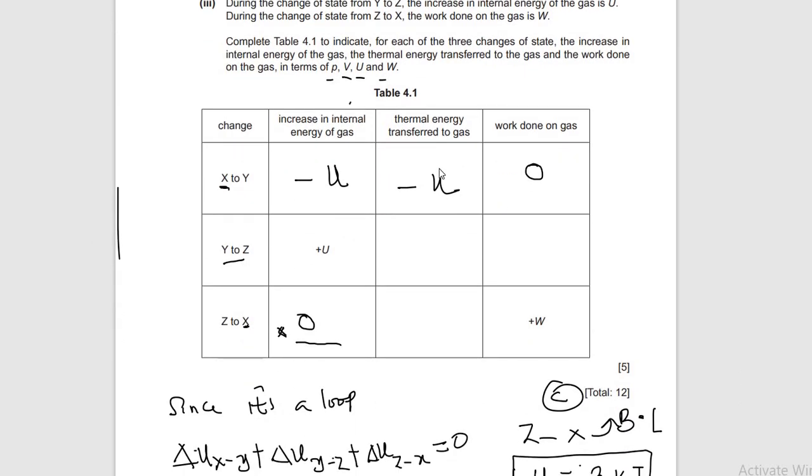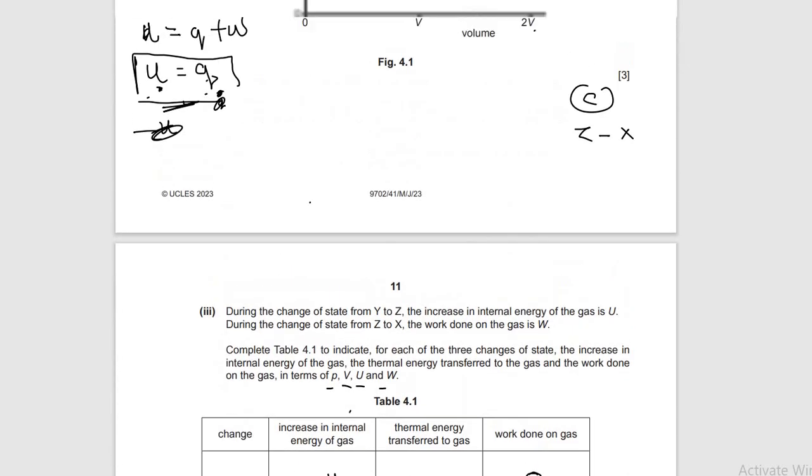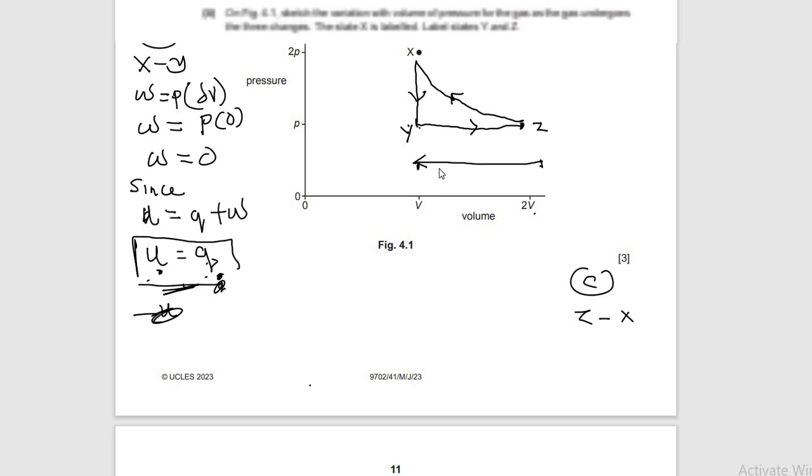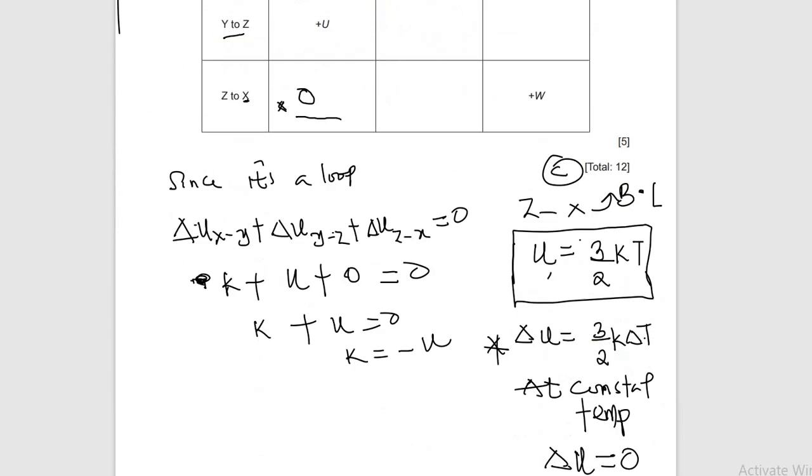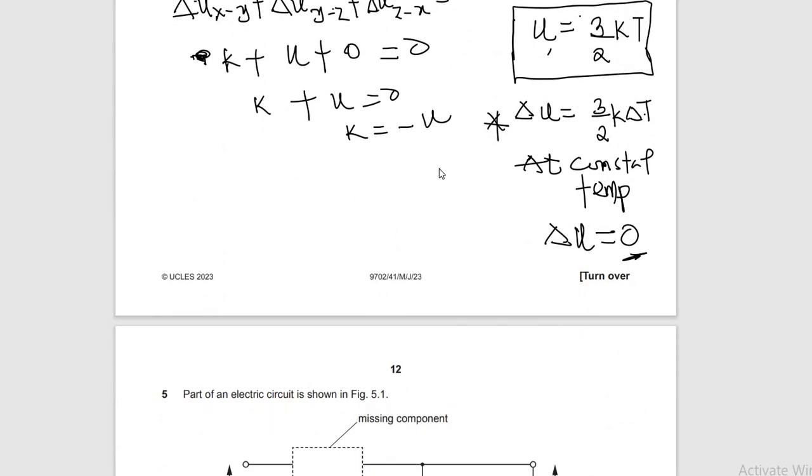So let's progress to the next one. We need to fill in the table. Now, the next one. Okay, look at this. The last column, Z to X. I'm still going back to that. Z to X. Now, the internal energy here is 0. The work done is W. Now, let me go back to the question. What is happening from Z to X? I label it. Z to X is down. There's expansion at Z to X. This down part is about Z to X.